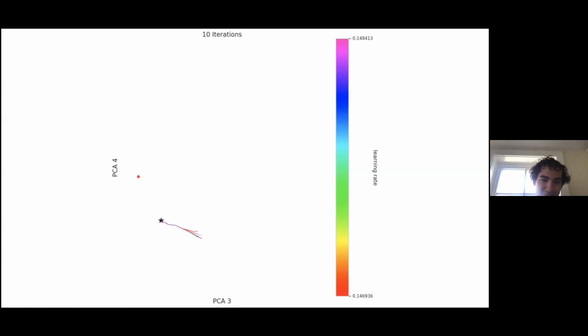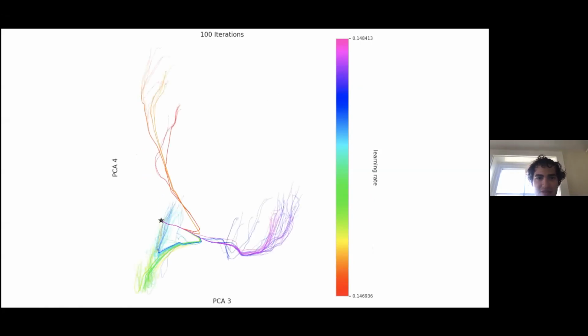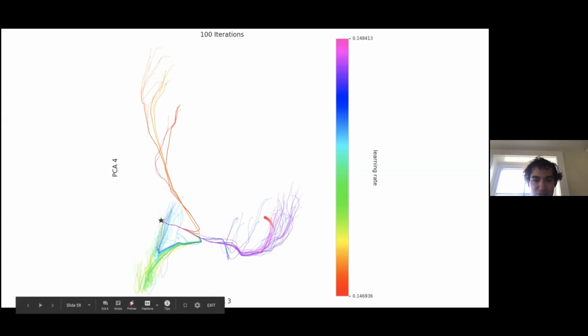At the beginning of training, these trajectories of different learning rates all follow roughly the same trajectory. But as we train more, they sort of split off and end up in very different locations. And what's important to note is that these different locations correspond to different values of the loss function. They might be similar, but they're still going to be different.